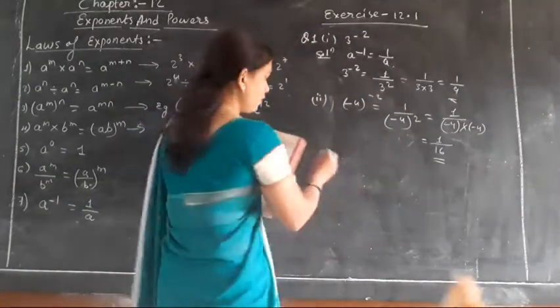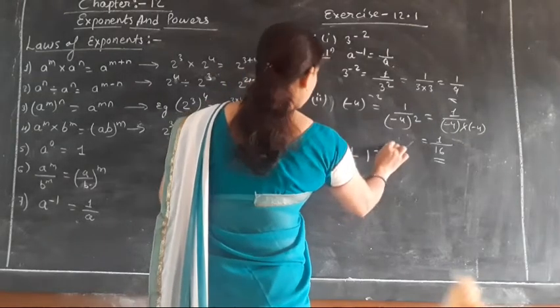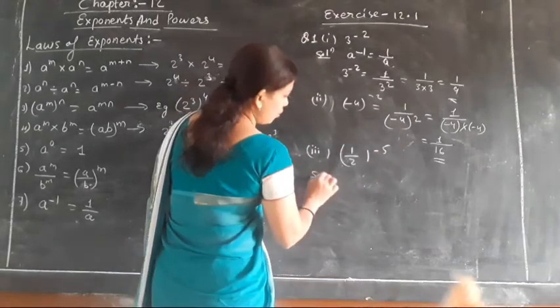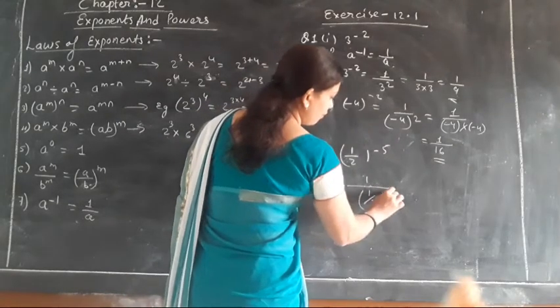Then the third part of this question is 1 upon 2 whole to the power minus 5 we are having, isn't it? So the solution for this is 1 by 1 upon 2 whole to the power 5, isn't it?